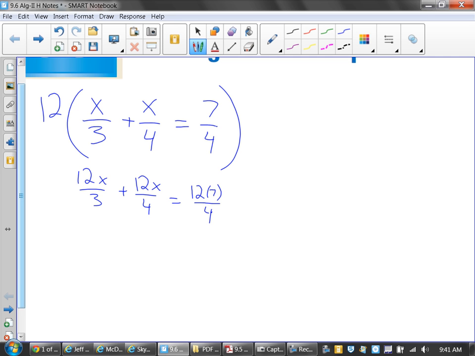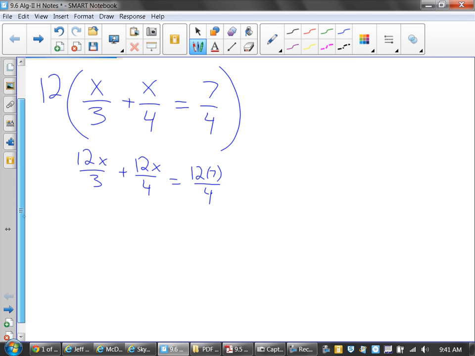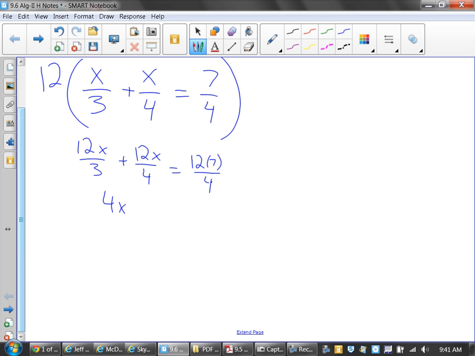Now, what's 12 over 3? 4x. What we have done now is gotten rid of the fractions by multiplying out by the least common denominator.